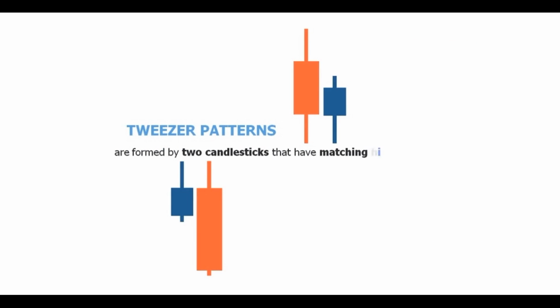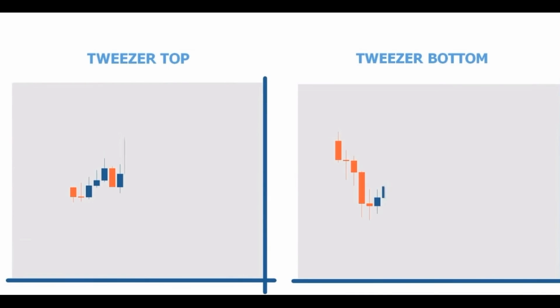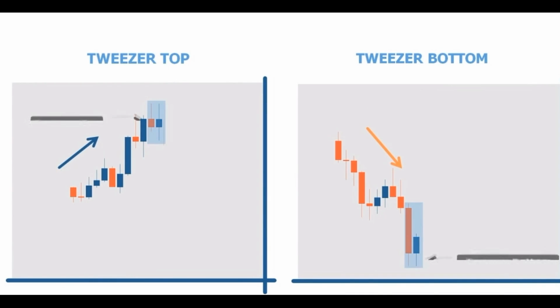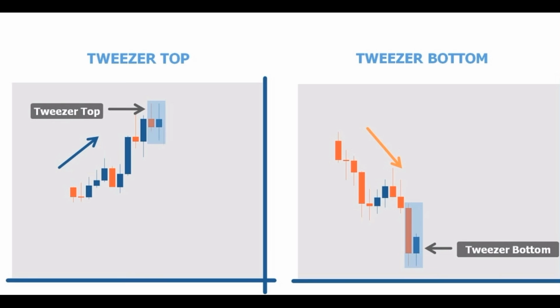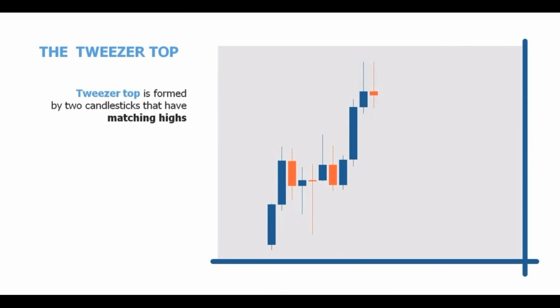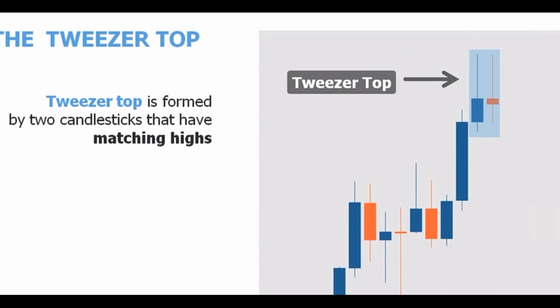Tweezer patterns are formed by 2 candlesticks that have matching highs or lows. As the 2 wicks have the same height, it has the appearance of a pair of tweezers. A discrepancy of a few pips is acceptable. There are 2 types of tweezer patterns, a tweezer top and a tweezer bottom. As with the engulfing candle patterns, there has to be an up or down trend preceding the pattern. The market must not be ranging. Tweezer tops are formed by 2 candlesticks that have matching highs and can help spot a trend reversal.